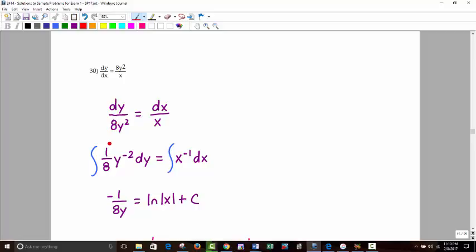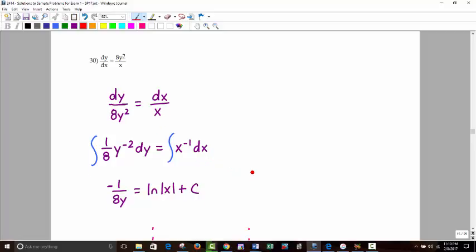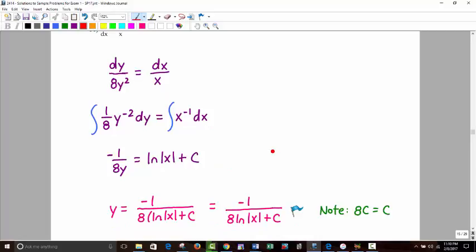Keep in mind, you don't bring the 8 up. The 8, because it's not in parentheses. Yeah, so a lot of people make that mistake. The 8 stays right where it is, so it's just 1 over 8, which you can bring outside the integral if you want. But we're integrating y to the negative 2 and leaving the 8 on bottom. And the right side, we have the antiderivative of x to the negative 1.